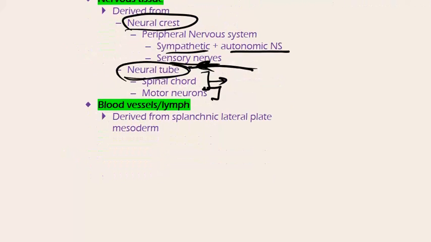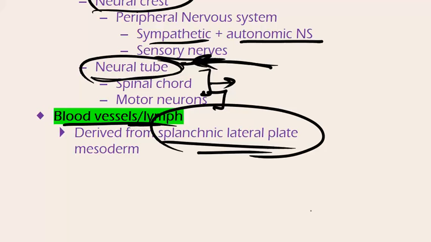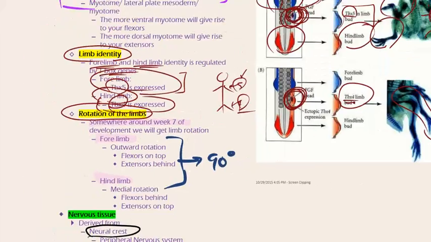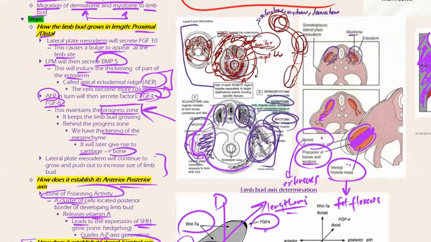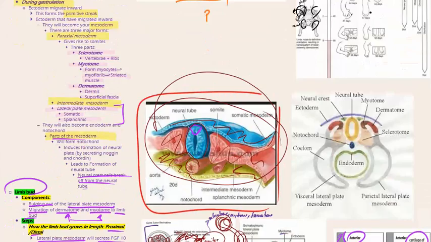Mm-hmm. And then the blood vessels and the lymph, they are derived from your splanchnic lateral plate mesoderm. So where's the splanchnic lateral plate mesoderm coming from? Lateral plate mesoderm. That's right. Exactly. So you guys have become pros, right? You guys have become pros. More like MedStars.